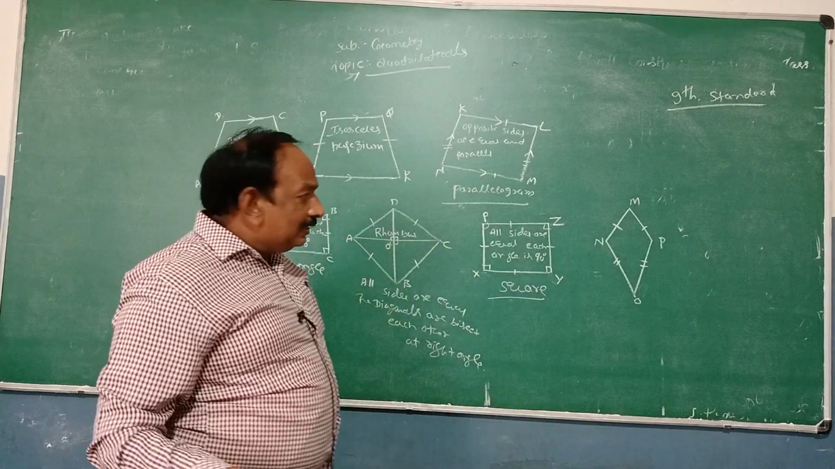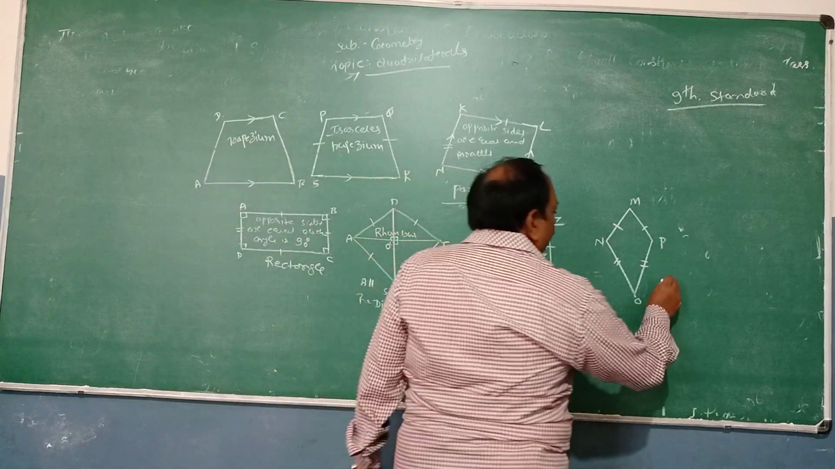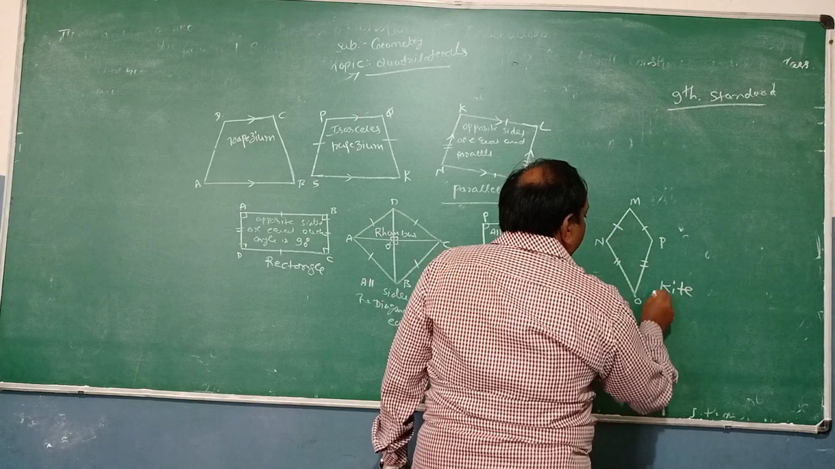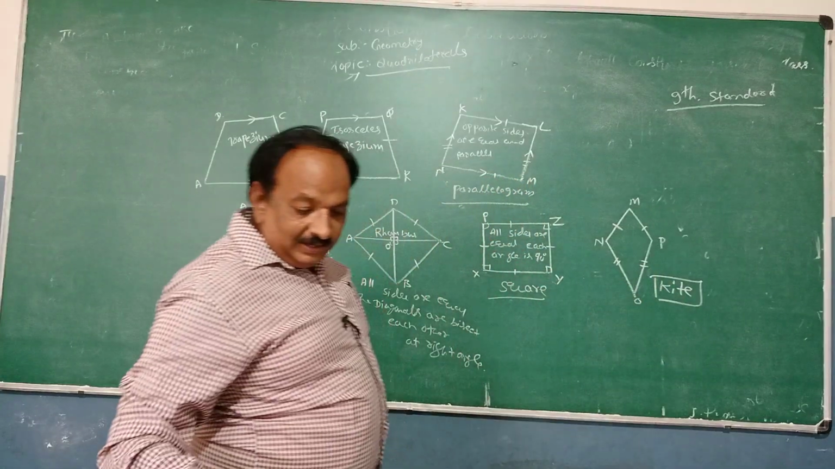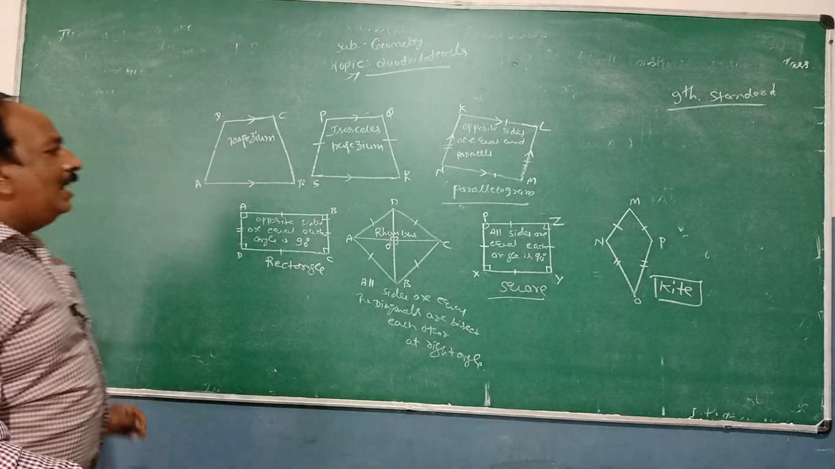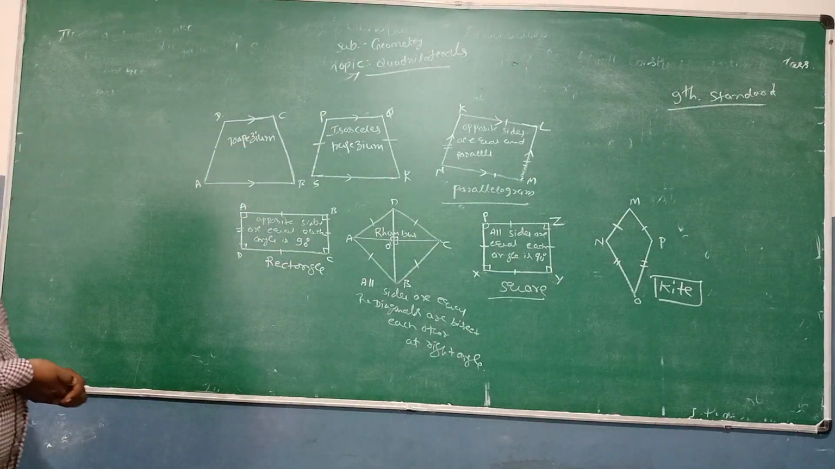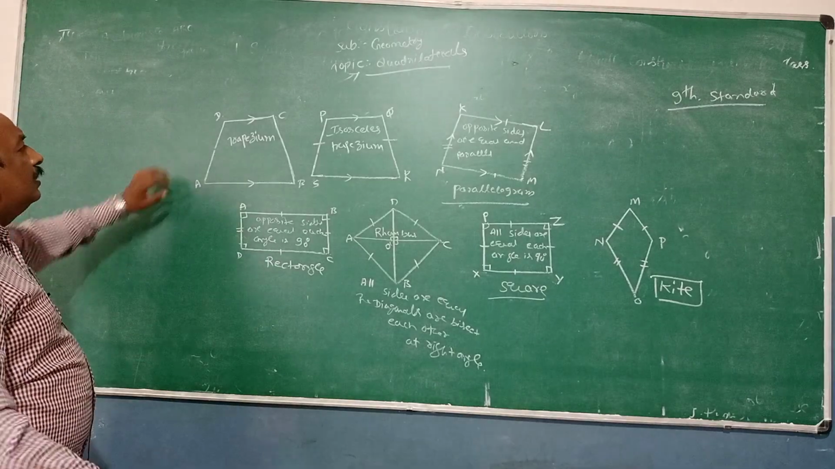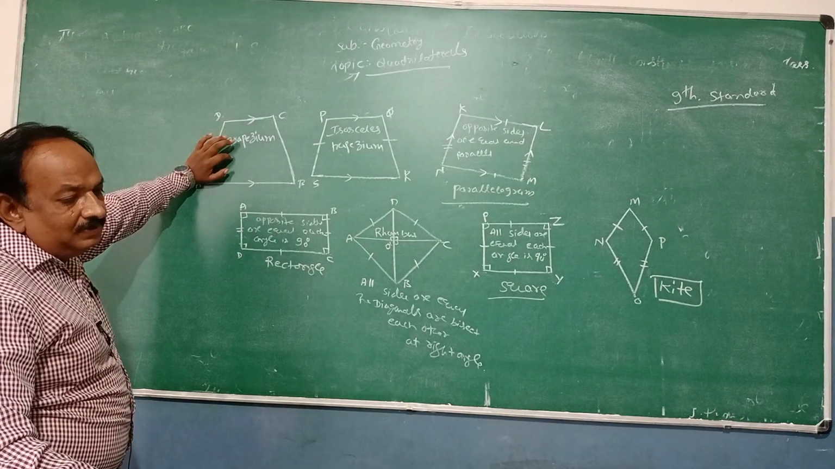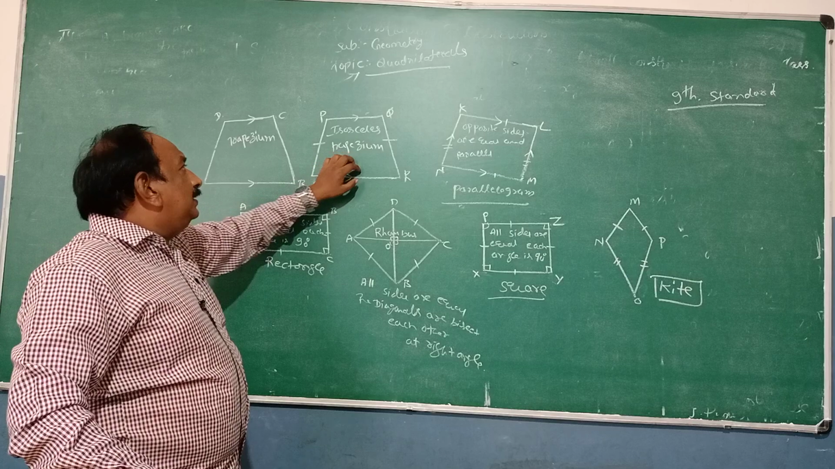We call this geometrical figure, one of the types of quadrilateral, a kite. In Kannada we say patanga. So this is a trapezium. This is an isosceles trapezium.